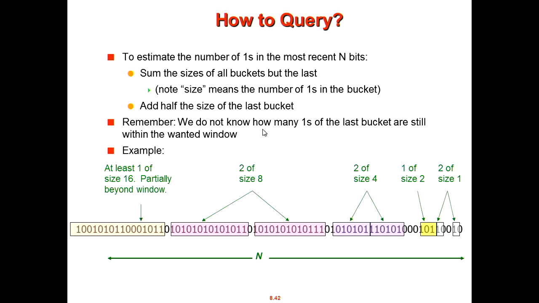Remember that we do not know how many ones of the last bucket are still within the wanted window. So we just add half the size of the last bucket. For doing the query in this example, if we want to know how many ones are within the n bits, we do 1 plus 1 plus 2 plus 4 plus 4 plus 8 plus 8 plus half of 16, that is 8. We sum them together. This is the approximate answer to the number of ones within the n bits.